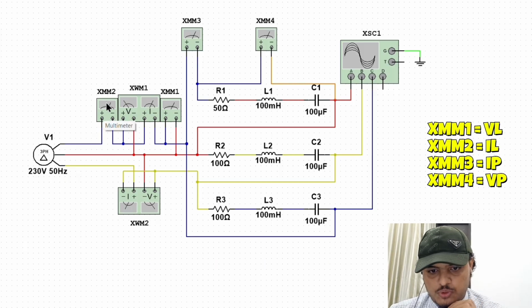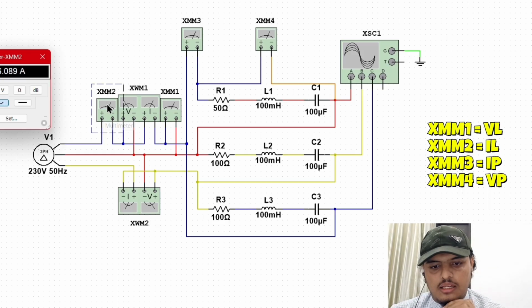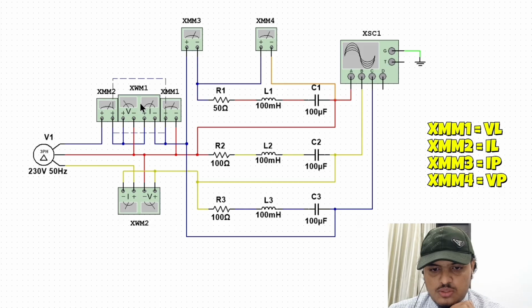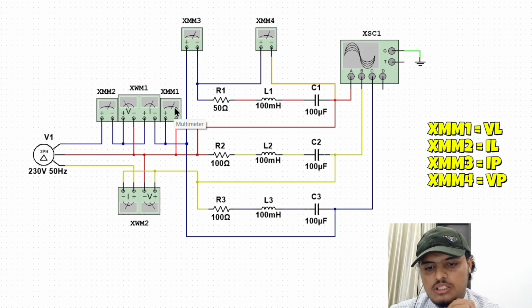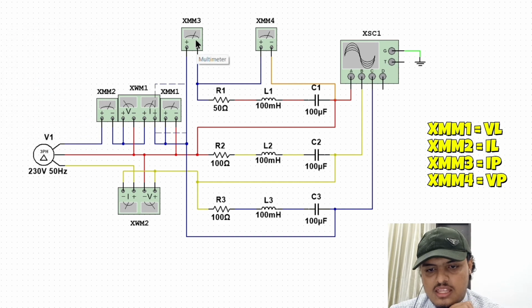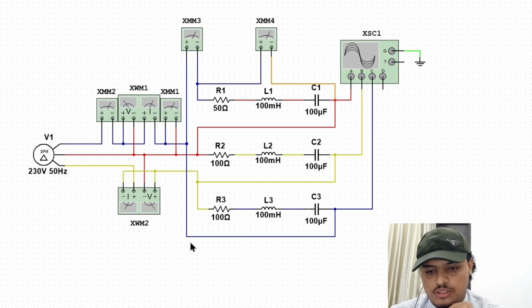So now I will explain what these elements are. The first one, XM2, shows us the line current. We use the two-wattmeter method to find the power in the circuit. The first multimeter is the line current, the second multimeter is the line voltage, and the third one is the phase current. This one is the phase voltage, and this one is our oscilloscope. And we have two wattmeters here.